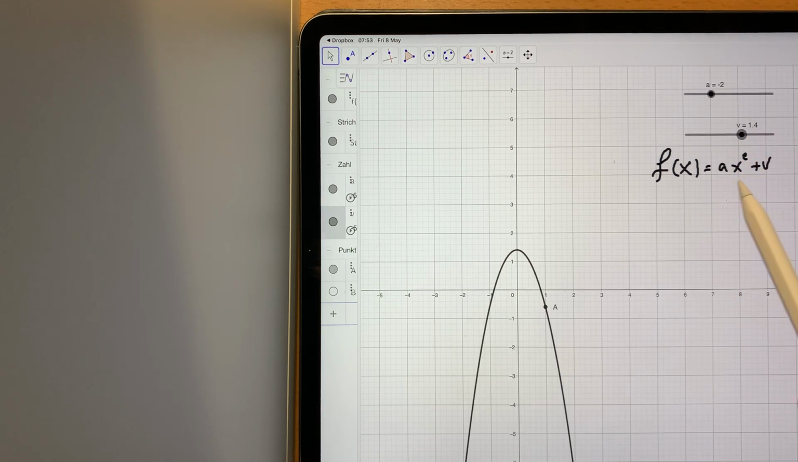So you have two coefficients now, okay? So you can stretch it apart or shrink it down, and you can move it up and down with this second coefficient. Hope it wasn't too difficult.